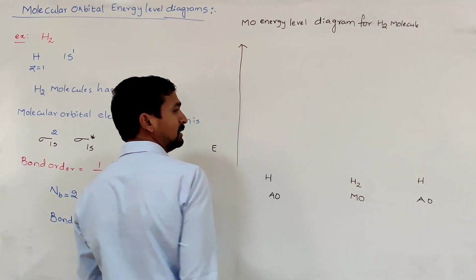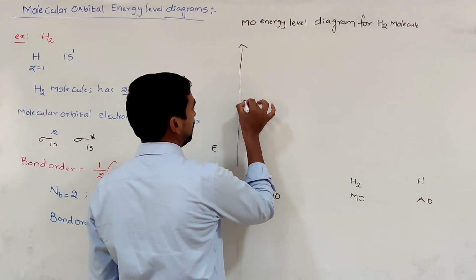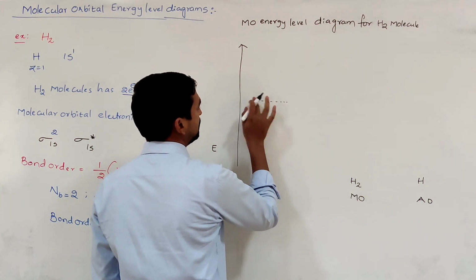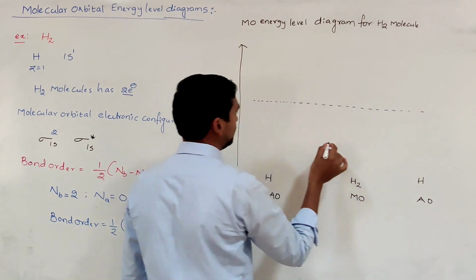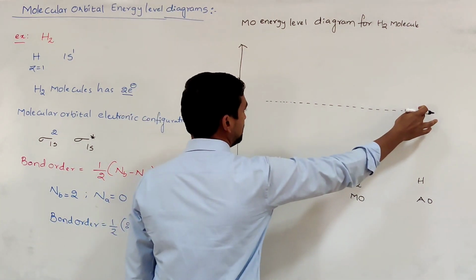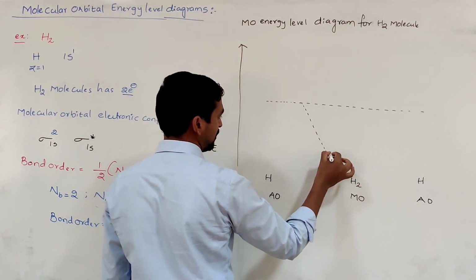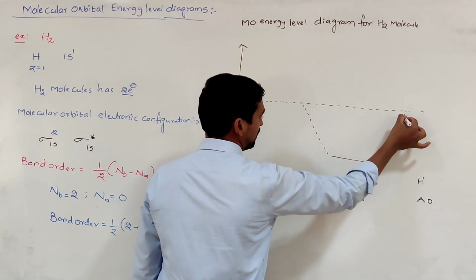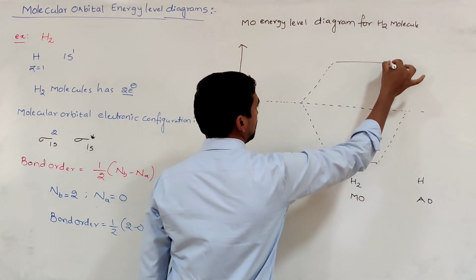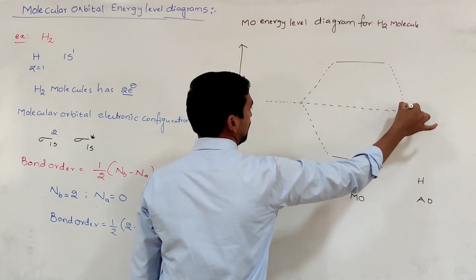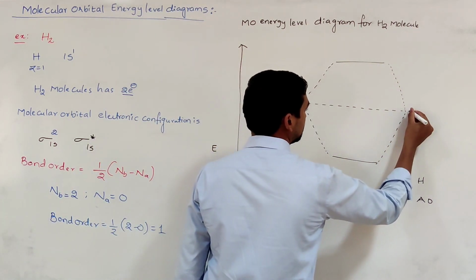You have already known, the two atomic orbitals combine together to form one bonding molecular orbital and one anti-bonding molecular orbital. It is always said that bonding molecular orbitals have lower energy than anti-bonding molecular orbitals. Anti-bonding molecular orbitals have higher energy than either of the atomic orbitals.